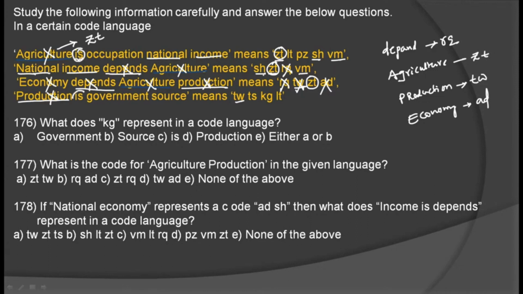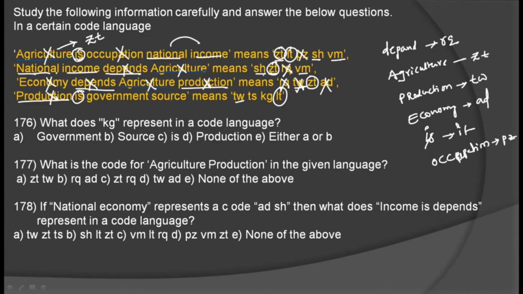Is is common for first and last. The code language for is. Now the code language for is, definitely the occupation. The occupation code language is PJ. PJ is coded for occupational.